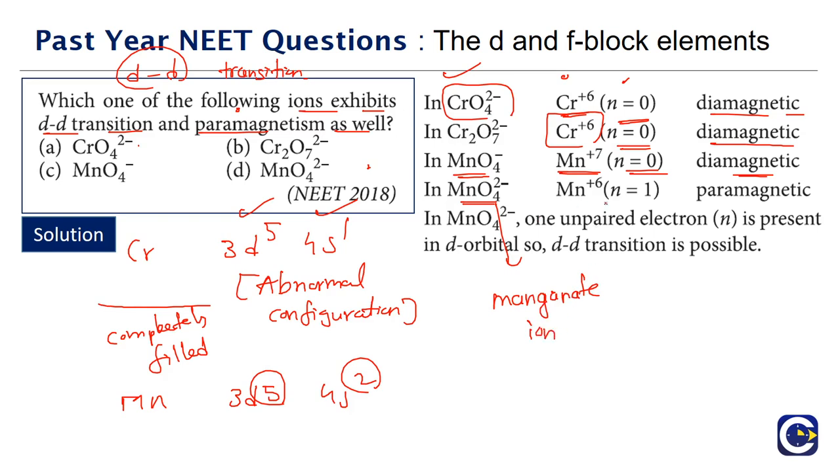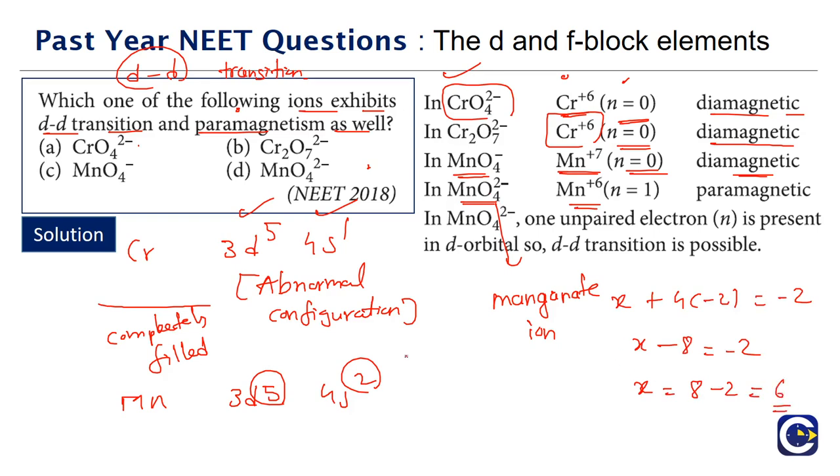MnO4 2- is what? Manganate ion. In this, the manganese oxidation state will be what? Plus 6. How? We can check it by using the sum rule. X plus 4 into minus 2 is equal to minus 2. So x minus 8 is equal to minus 2. X is equal to what? 8 minus 2, which is 6.